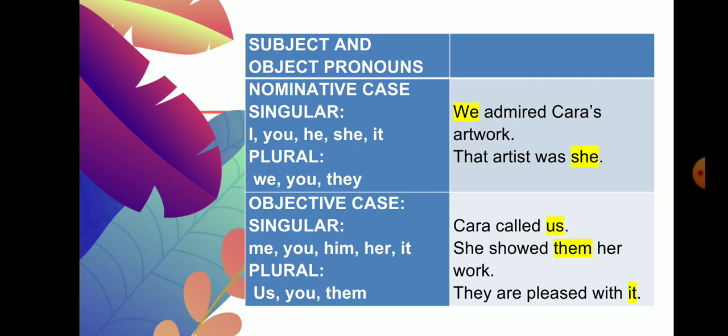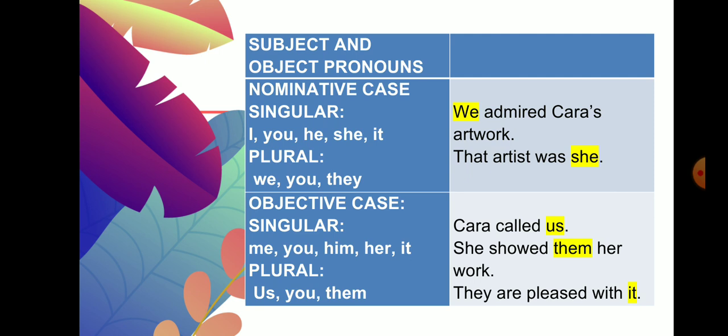Here we have a chart that says subject and object pronouns. Nominative case, which are subject pronouns. Objective case, which are object pronouns. Remember that subject pronouns can be in the subject or the predicate part of the sentence. We admired Kara's artwork. We in the subject. The artist was she. Why are we using she? Because we are using a linking verb, and the linking verb is was. When we have a linking verb, you must use a subject pronoun, okay?